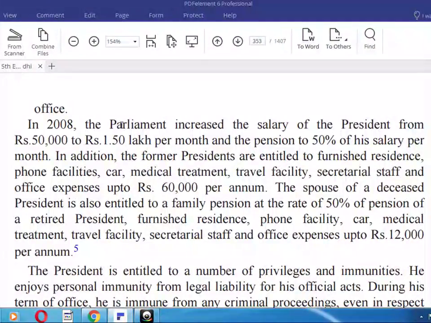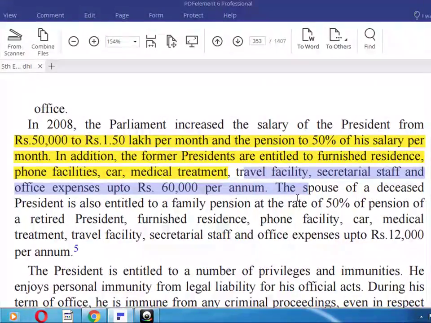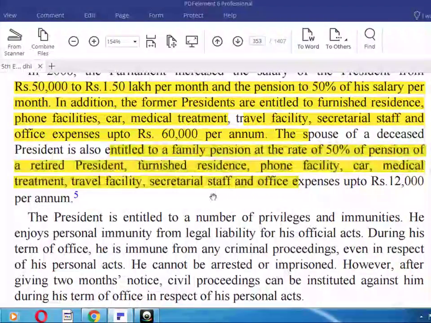In 2008, Parliament increased the salary of the president from 50,000 to 1.50 lakh per month. The pension is 50% of his salary per month. In addition, former presidents are entitled to a furnished residence, telephone facilities, a car, medical treatment, travel facilities, secretarial staff, and office expenses of 60,000 per annum. The spouse of a deceased president is also entitled to a family pension of 50% of the pension of the retired president, furnished residence, phone facility, a car, and expenses up to 12,000 per annum.